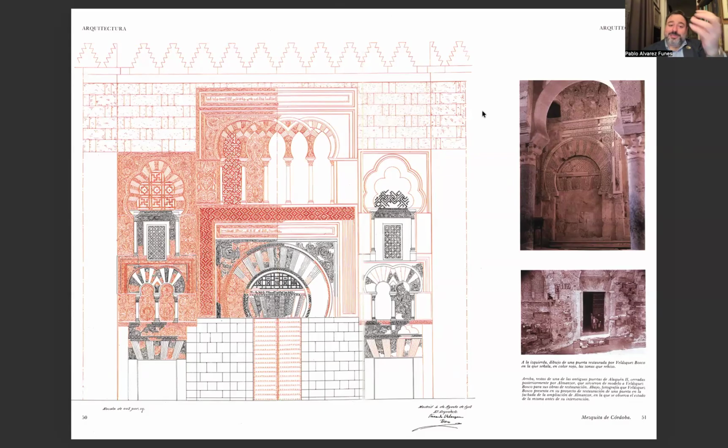But this is not random. This is based on what he knew of other parts of the mosque. And this is the important thing. He's reconstructing things. He's giving things back as they were, not as they should have been. And this is a big difference between them.